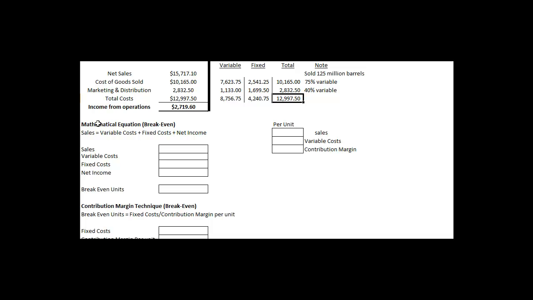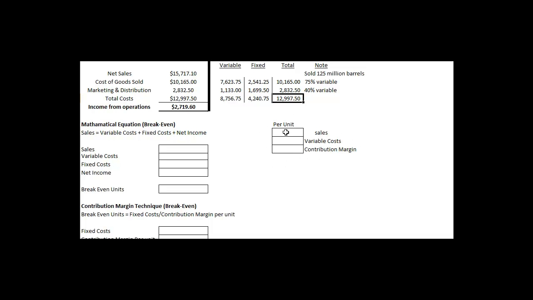So the mathematical equation lists the formula right here, and we need to know the sales. Break even is where our total sales equal our total cost. So the formula says we need our total sales at break even. Now remember, this is given to us, this is total sales if we hit some certain income from operations, but we want break even. So we don't take sales from here and just plug it on down. We have to figure out what's the sales per unit.